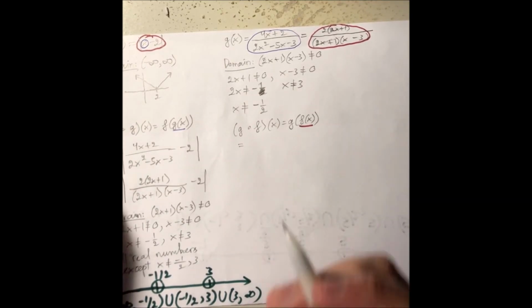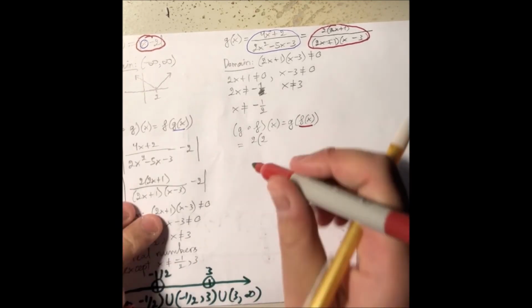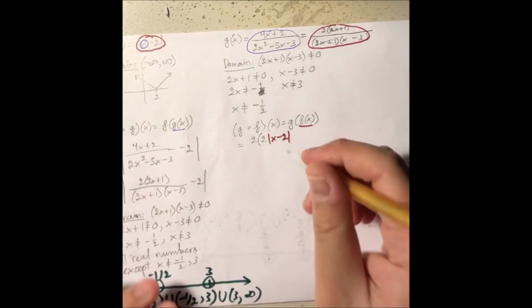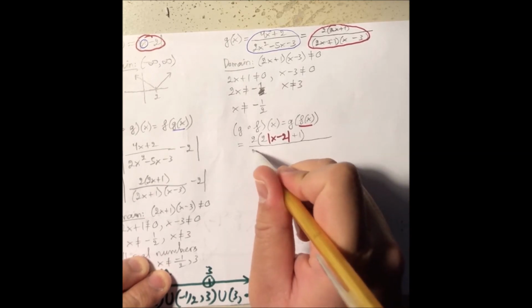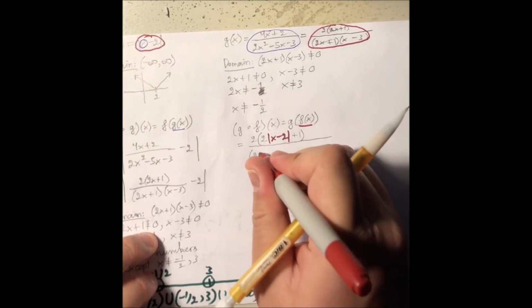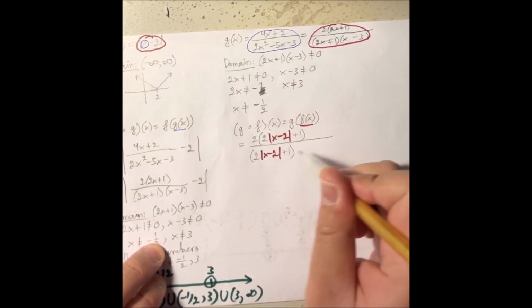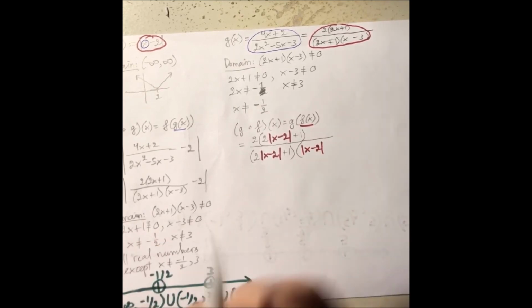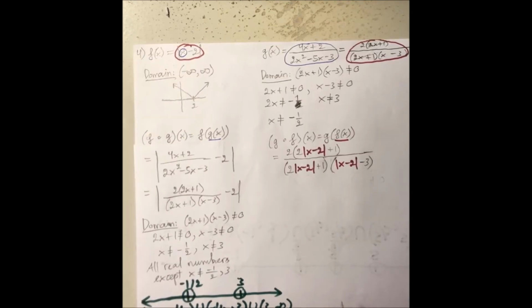So that means I'm going to have 2 times (2 times absolute value of x minus 2, and then plus 1), all over (2 times absolute value of x minus 2, and then plus 1), times (absolute value of x minus 2, and then minus 3). Now with the f function plugged in, I got this little thing.